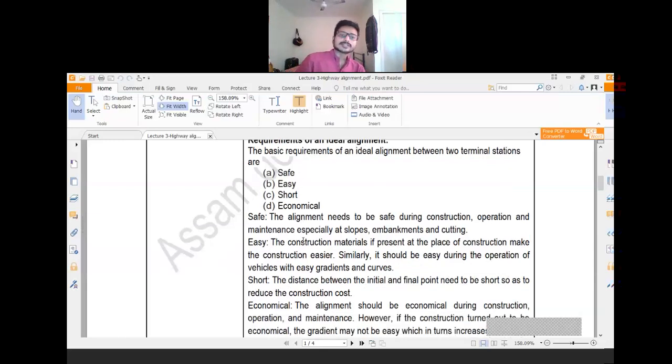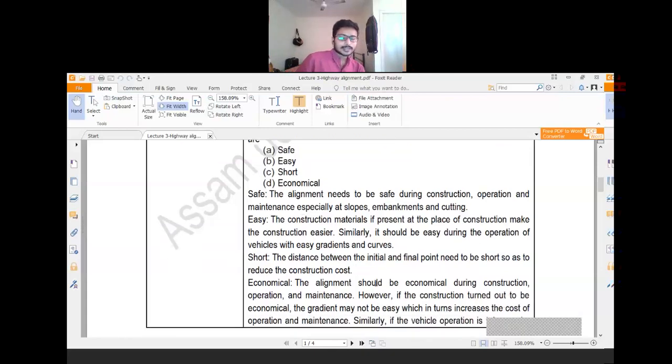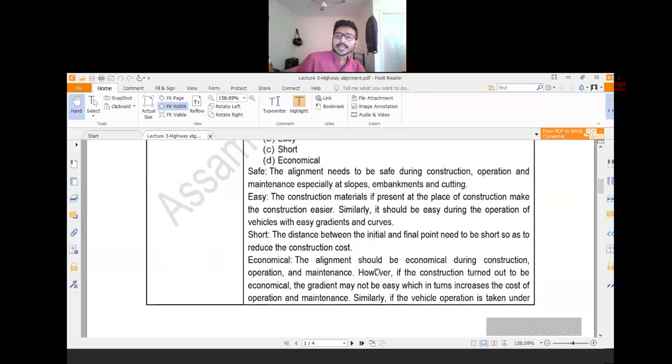Now, the next one is short. Short means suppose you need to connect two points or two cities. Suppose one city is A, another city is B. The main purpose of your alignment should be that with the minimum distance, you can cover from A to B. Then economical. Ultimately, the alignment should be economical during construction, operation, and maintenance.